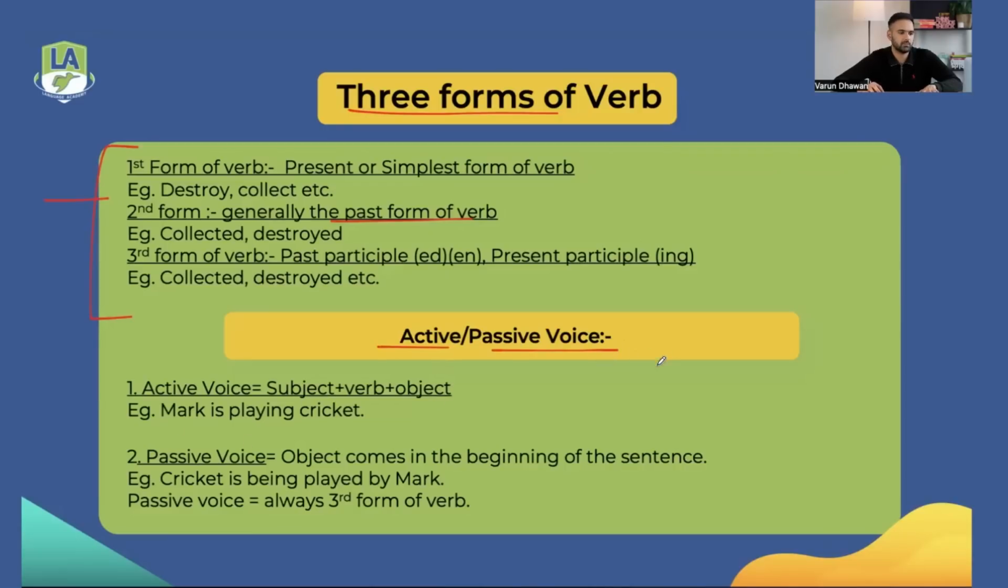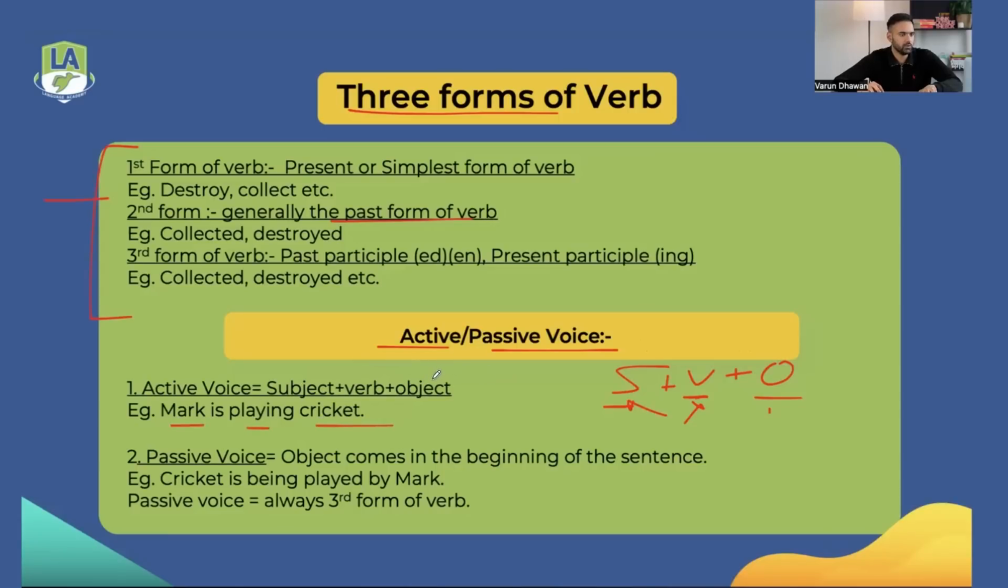What is active and passive voice? See, in English, a sentence is always formed like subject, verb, and object. Subject means the person who is doing something, verb is whatever action is performed, and object is that on which the action is being performed. For example, Rohan, the subject, is playing, the verb, cricket. So the object will be cricket over here. Active and passive voice are two ways in which sentences are written in English. In active voice, you have this form: subject, verb, and object. Mark, the subject, is playing, the verb, and cricket is the object.